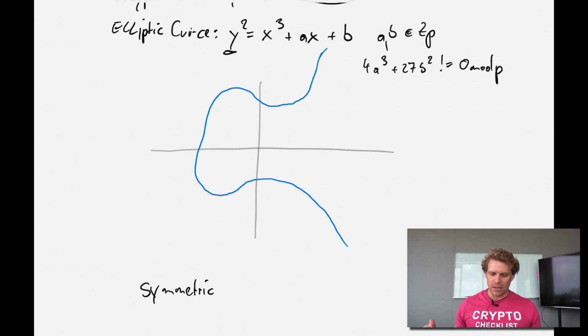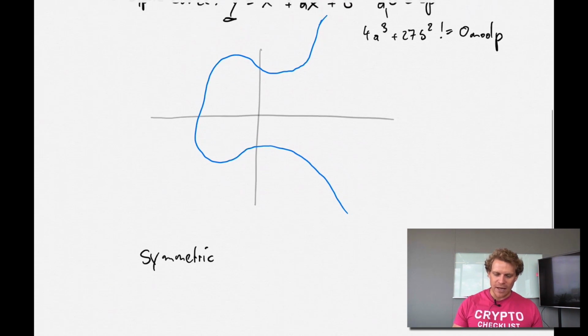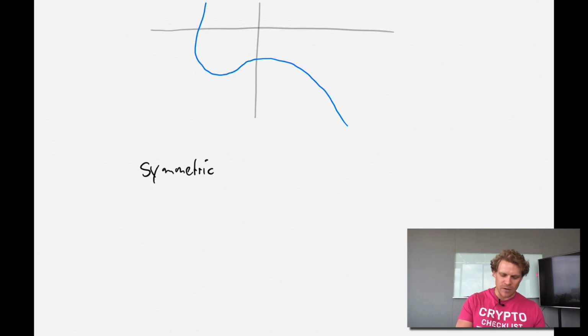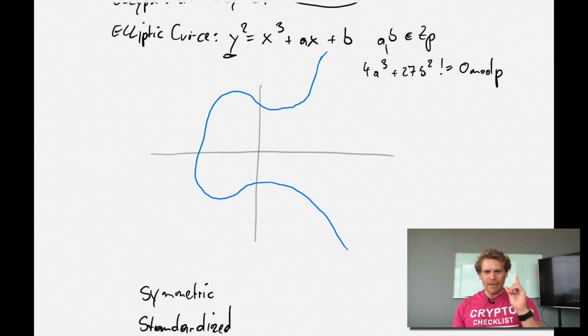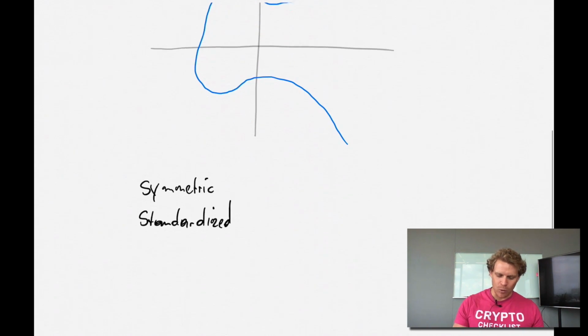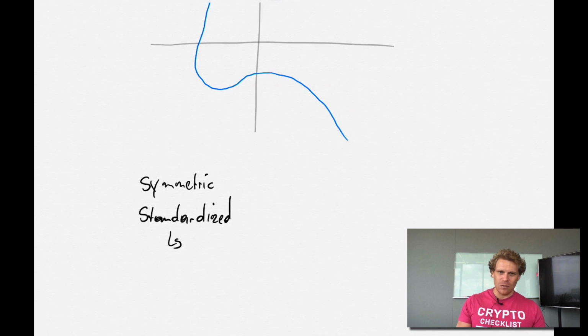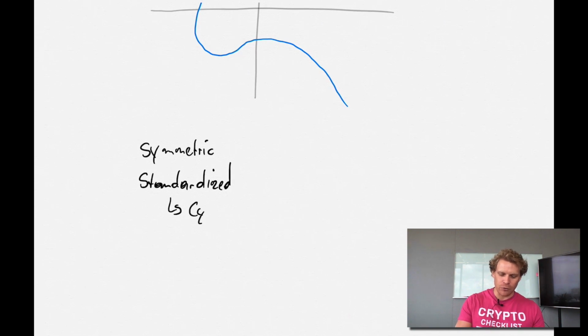Let's look at some of the factors. And this is where it gets very, very important. These elliptic curves are standardized, so don't come up with your own elliptic curves. They all get standardized and checked, because this is very, very important: we need what we call a cyclic group.